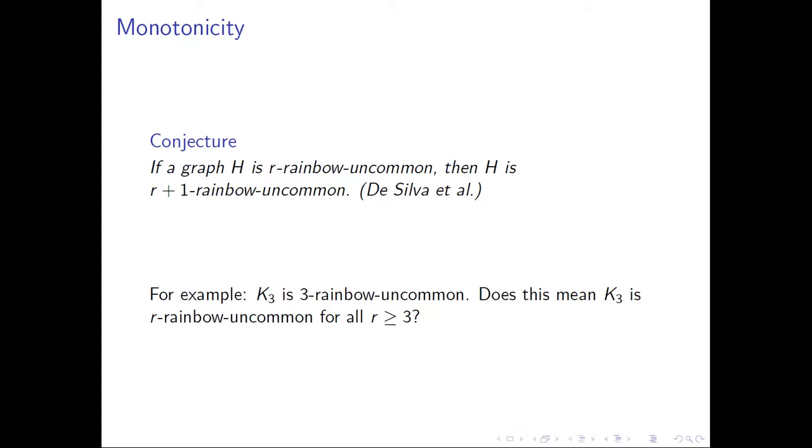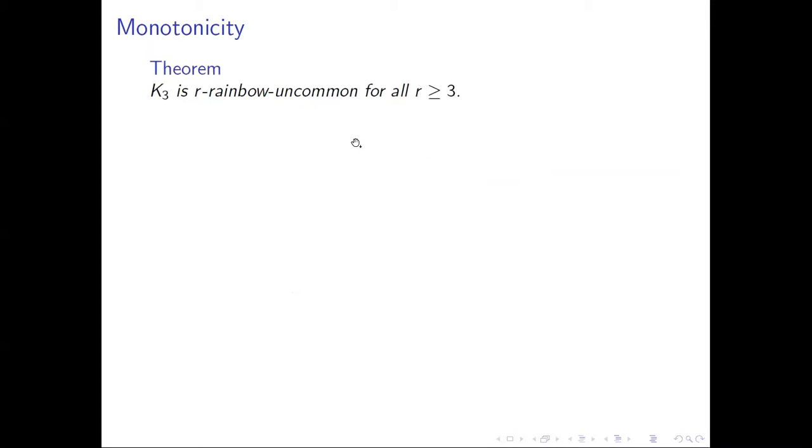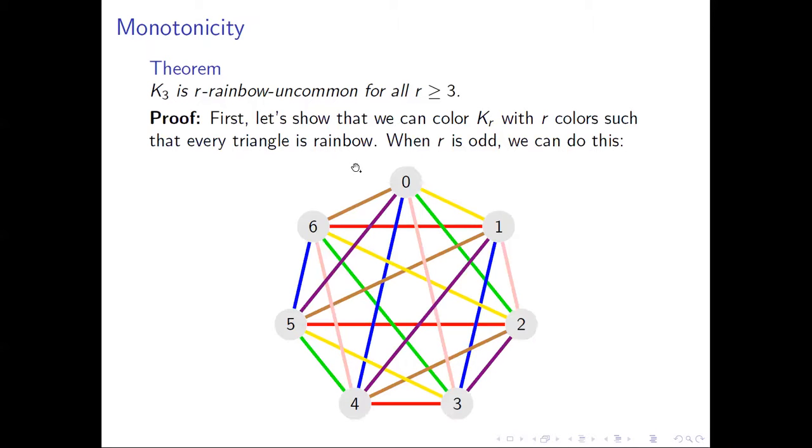So in order to make headway in proving this conjecture, we wanted to focus on proving this conjecture for specific subgraphs instead of a generalized subgraph. For example, consider K3, which looks like this right here. It's a triangle. We know that K3 is 3 rainbow uncommon. So with 3 colors, we beat randomness. Does that mean that K3 is R rainbow uncommon for all R greater than or equal to 3? And it turns out, yes, that is true. We did prove that. And we did that by using the blow-up method.